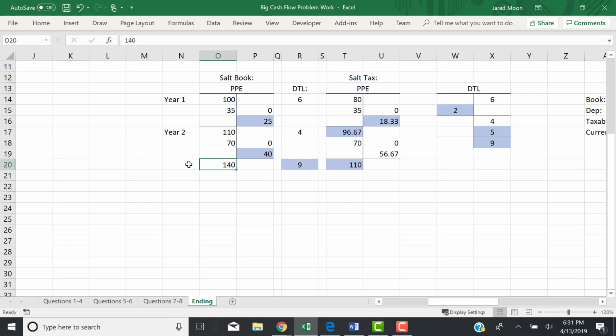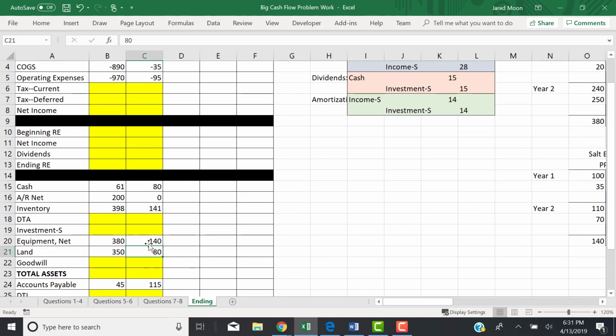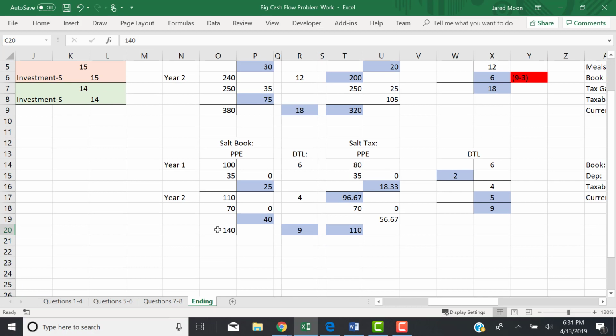Let me look for a second. Oh, I do actually have it on the computer. It's right here. Ending amount 140. So we got that from there, gave it to us.